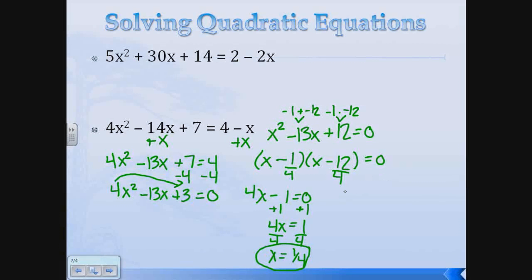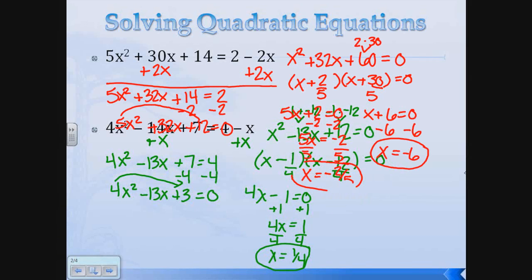And over here, this would become x minus 3 equals 0. Add 3, and x equals 3.